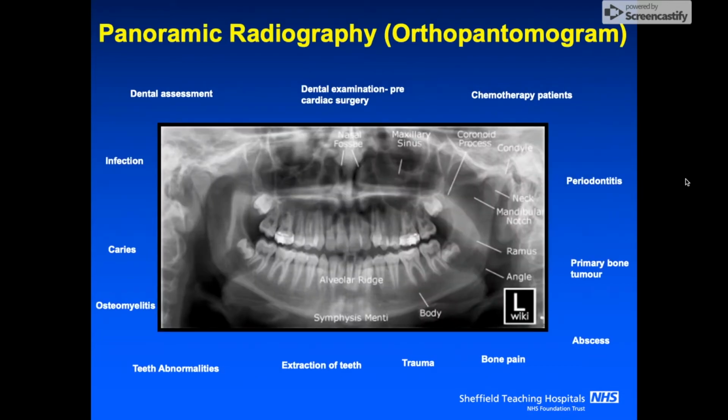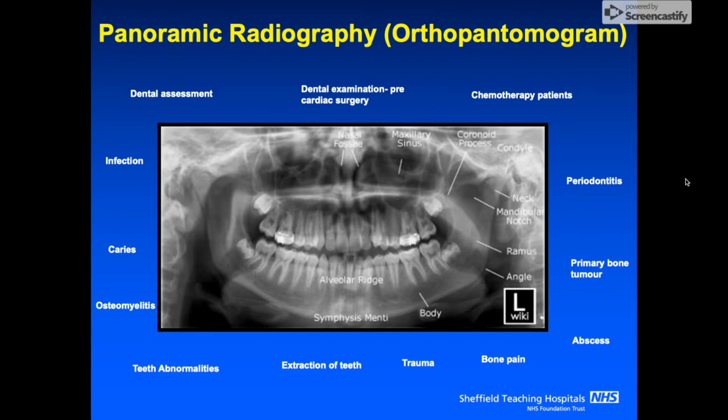So panoramic radiography has become a very popular technique in dentistry. The main reasons for this include that all teeth and the supporting structures are shown on the one image. The technique is relatively simple. Radiation dose is relatively low.